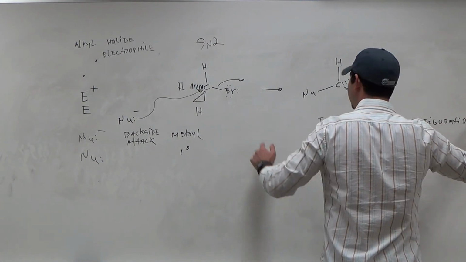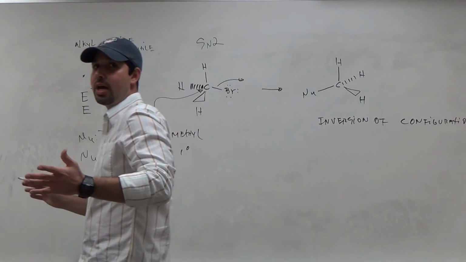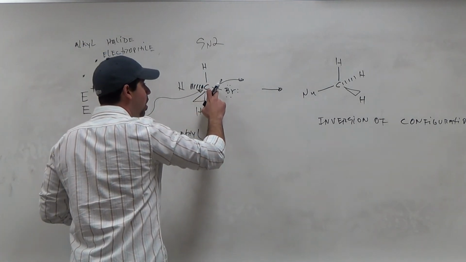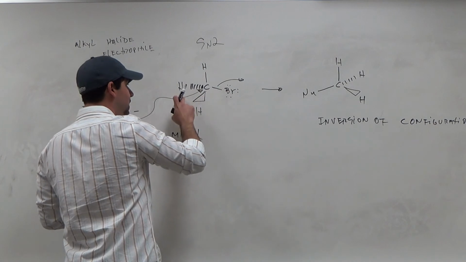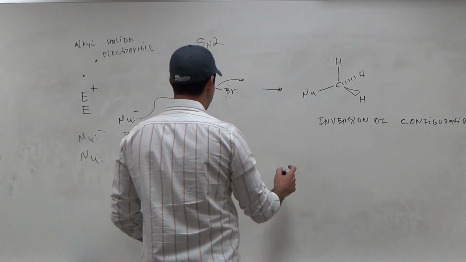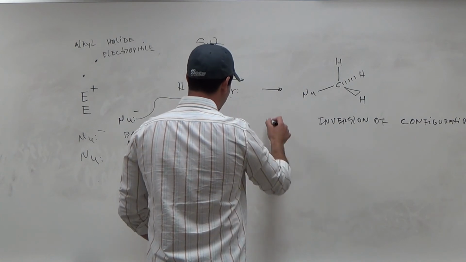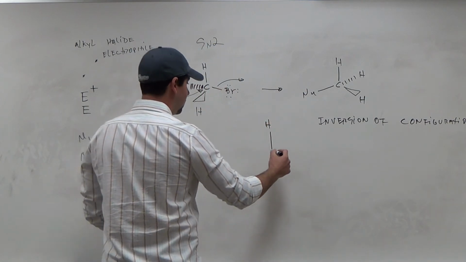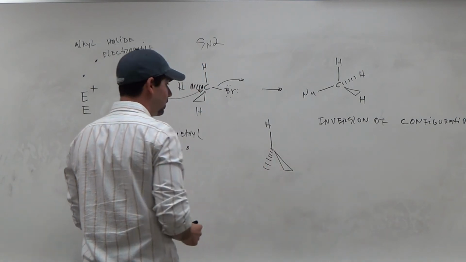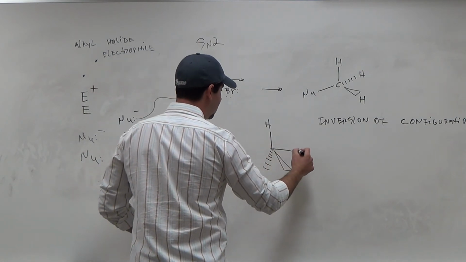Now, how many steps was this? One step. The attack was made, and this bond was breaking as this one was forming. And I'm going to show you how that looks. It looks like this, with the dash. Here's the H with the dash on it. And now the dash is like this. The bromine is here.